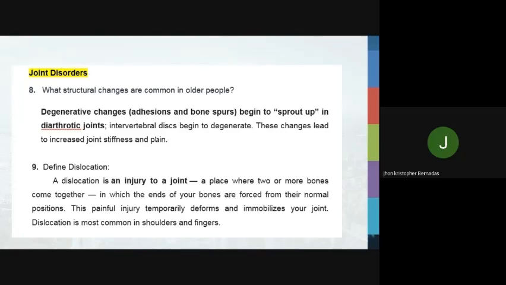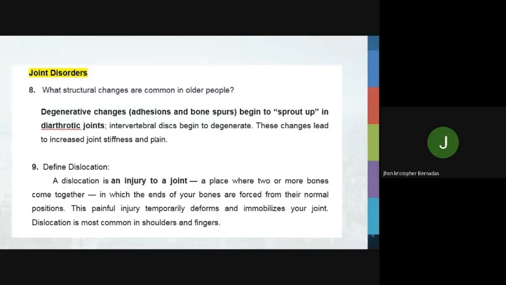we have number 8. What structural changes are common in older people? Degenerative changes, adhesions, and bone spurs begin to sprout up in diarthrotic joints. Intervertebral discs begin to degenerate. These changes lead to increased joint stiffness and pain.